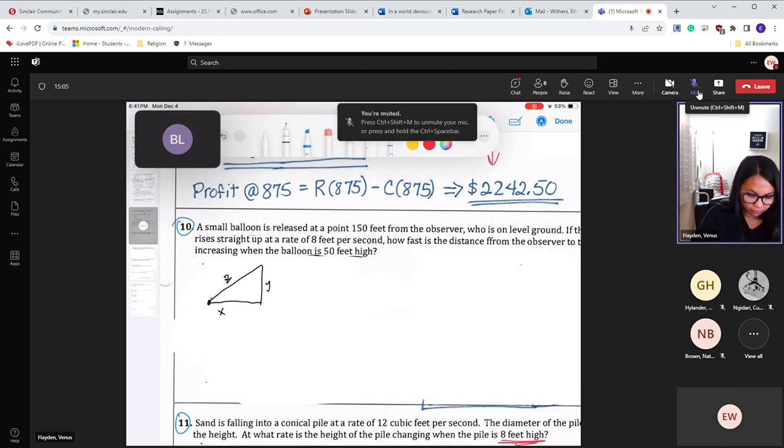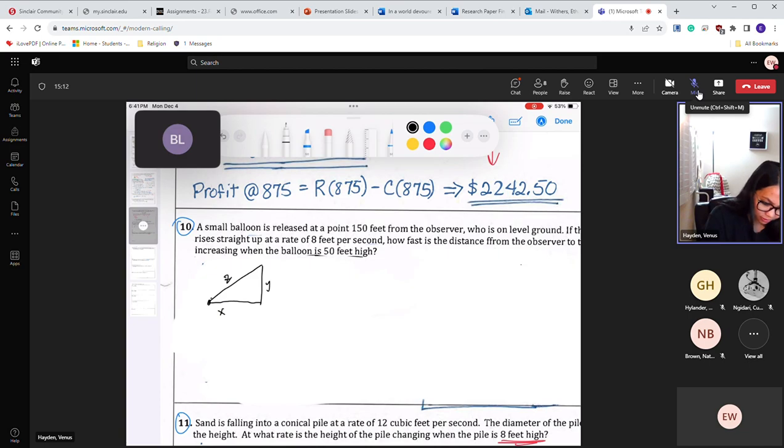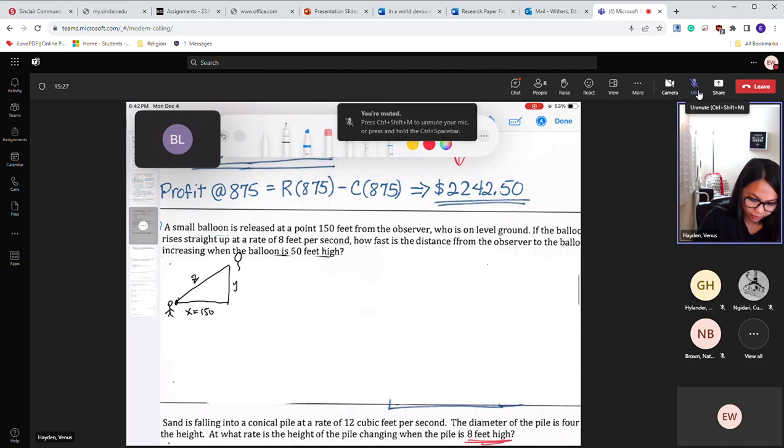So it says in here, a small balloon is released at a point 150 feet from the observer. So let's claim this is the observer, the person, and it's 150 feet from where that person is, and the balloon exists right about there, at ground level. If the balloon rises straight up at the rate of 8 feet per second, since this is the rate, we could claim that this is your dy/dt, which is equal to 8 feet per second.